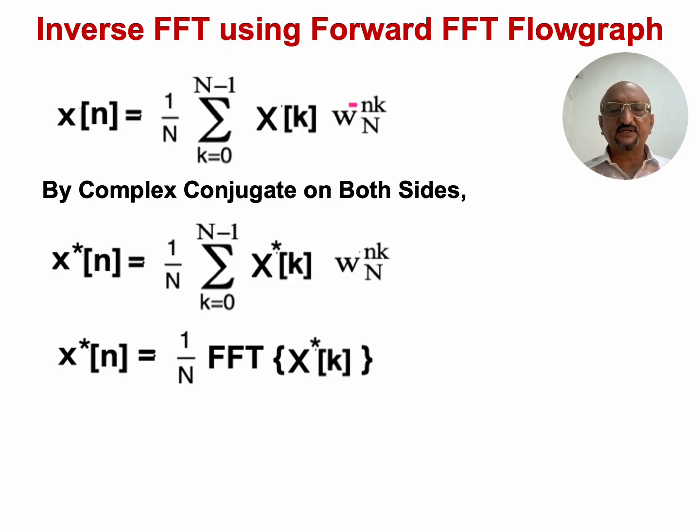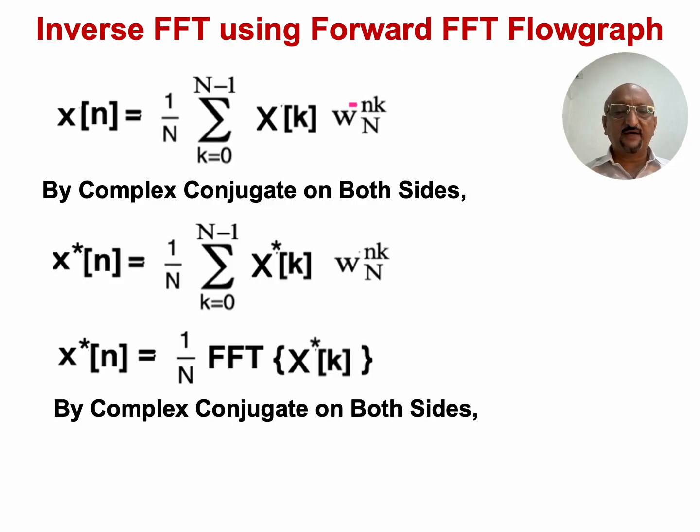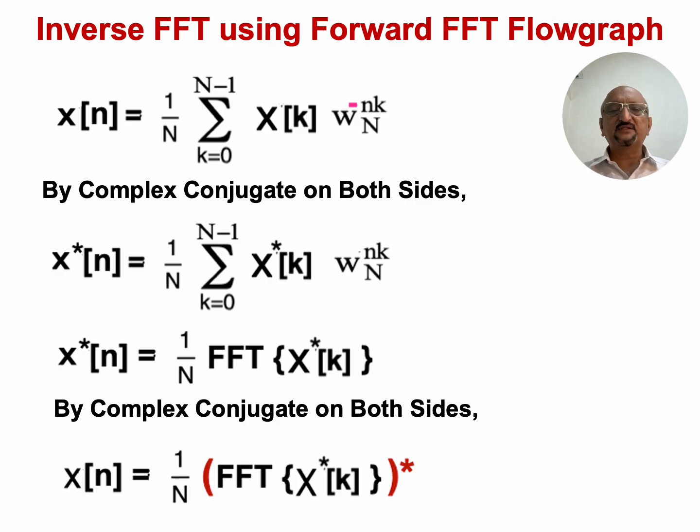For this DFT expression, the input is X star of k. So the FFT flow graph with input as X star of k, then divide by N, you will get x star of n. But to find x of n, again we have to take the complex conjugate on both sides. So the final expression is x of n equal to 1/N, FFT of X star of k, whatever you get, the complex conjugate of this. This is the IFFT equation.